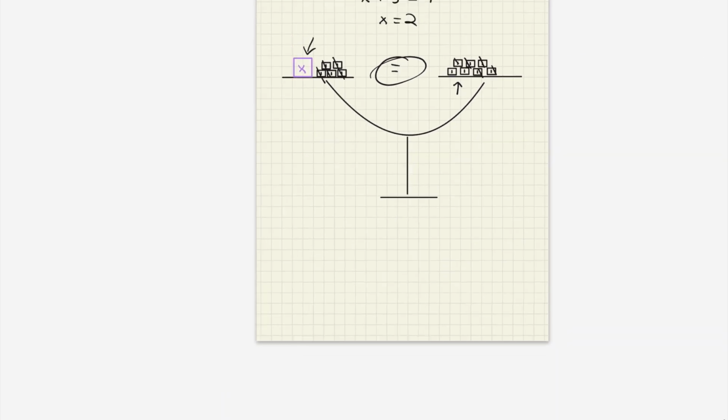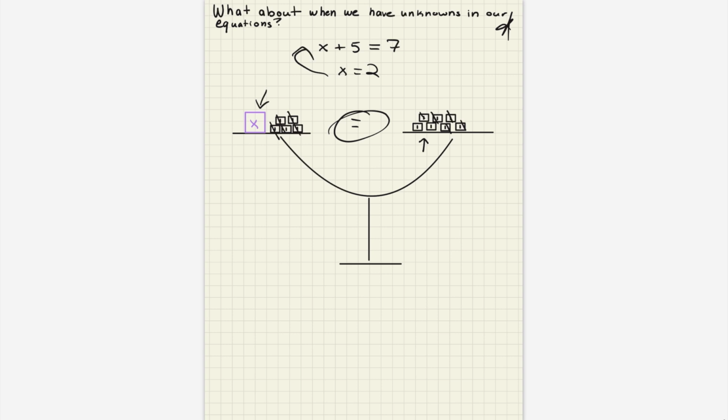We can also plug that back into our original equation to double check our work. So if x equals 2, then we are saying 2 plus 5 should be equal to 7. Well, 2 plus 5 is 7, so this statement is true. So we kind of double checked our work, which is nice. But what do we do functionally to actually take away that weight from the left-hand side?